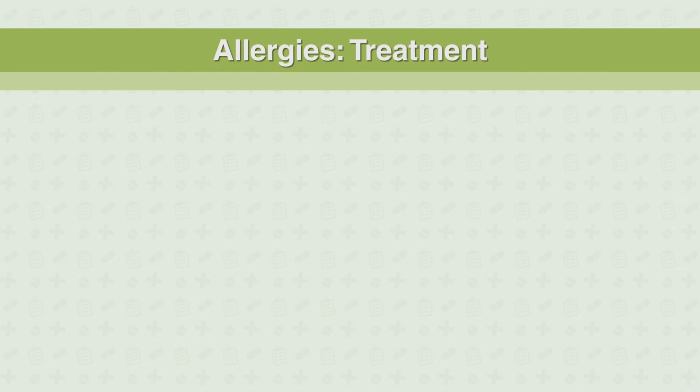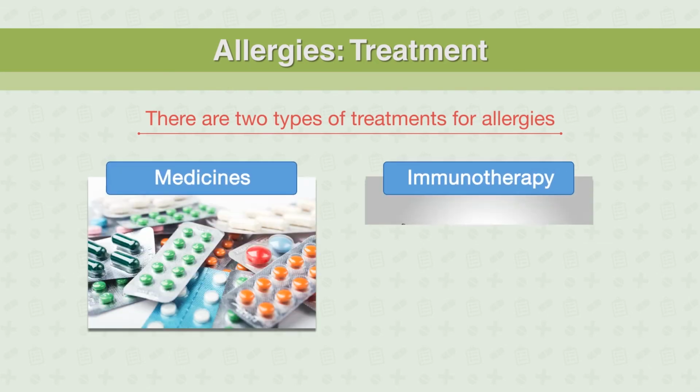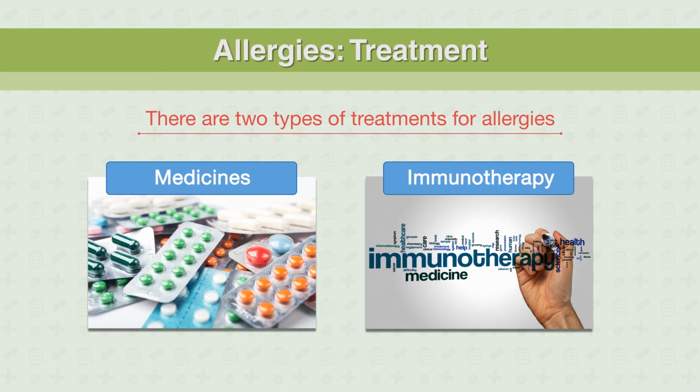The best way to treat your allergies is to avoid what you are allergic to. When this is not enough or is not possible, your doctor may suggest other treatment. There are 2 types of treatments for allergies: medicines and immunotherapy. Medicines can be over-the-counter or prescription. You take some medicines daily and others only when you have symptoms.